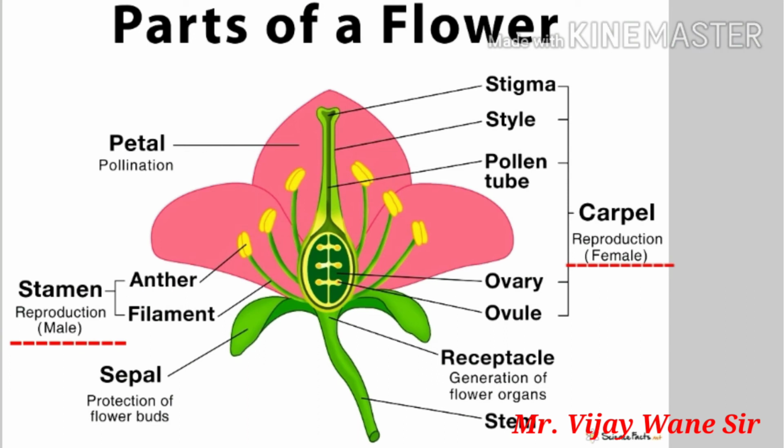Now we will see how the seed is formed. So there is a sequence of steps that occurs and the seed will form. So first look at the stamen again. There is the filament and the anther. Now there will be the production of pollen grain in the anther. This pollen grain will get transferred onto the stigma part of the carpel.